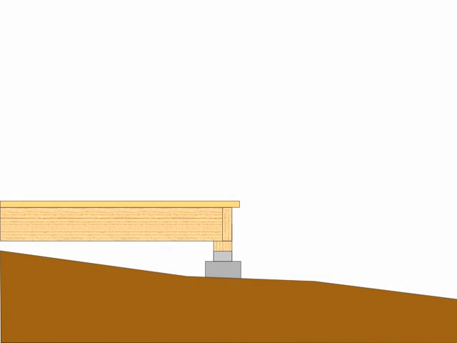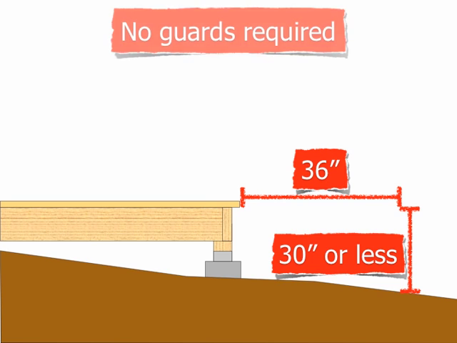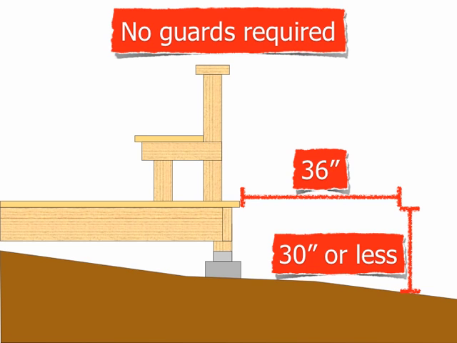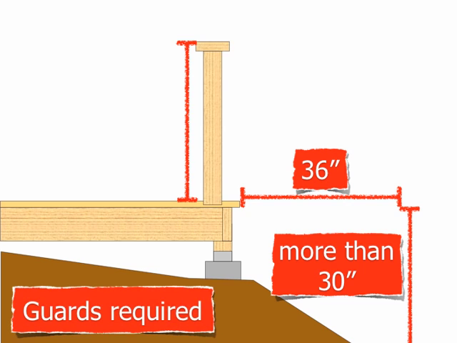Let's go through an example. To determine if guards are required, we measure out 36 inches, and if the deck is less than 30 inches above that point, then no guards are required. A guard can be built by choice, and a fixed seat can be built by choice, and nothing changes. But if a deck was more than 30 inches above grade at 3 feet out, then a guard would be required, and it would have to be 36 inches high, measured from the height of the deck.